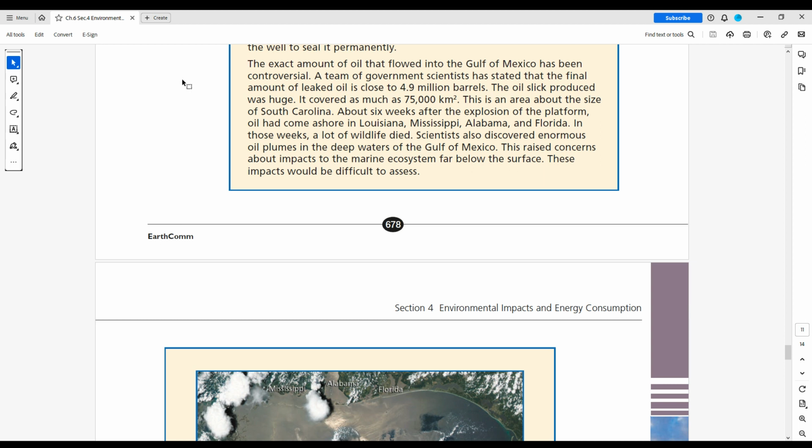About 6 weeks after the explosion of the platform, oil had come ashore in Louisiana, Mississippi, Alabama, and Florida. In those weeks, a lot of wildlife died. Scientists also discovered enormous oil plumes in the deep waters of the Gulf of Mexico. This raised concerns about impacts to the marine ecosystem far below the surface. These impacts would be difficult to assess.